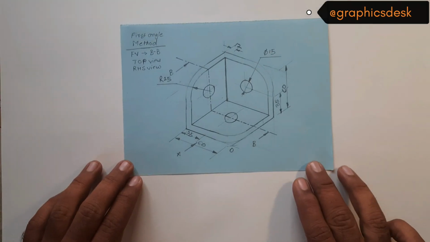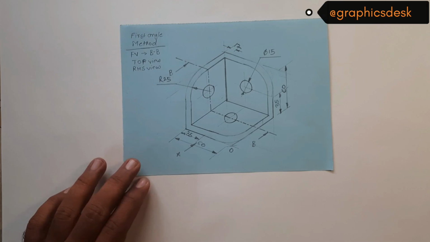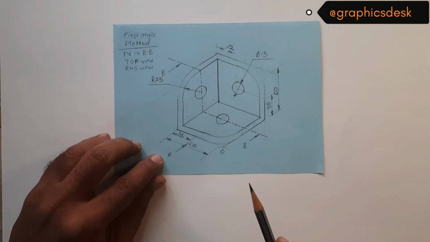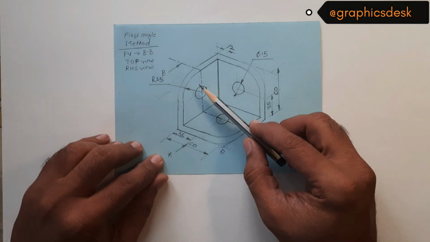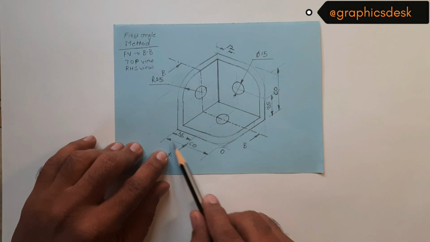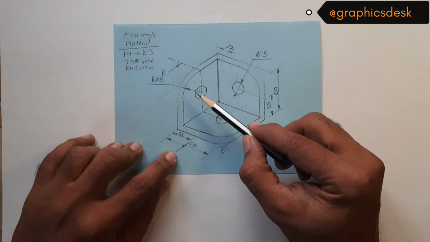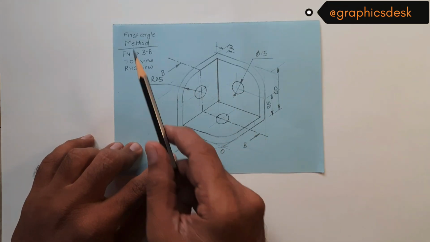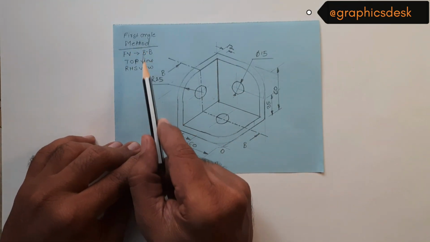Now in this video we'll talk about how to draw orthographic projections of the given object. So what we have here is a cube-looking object which has 60 mm height, 60 mm width and the same 60 mm as length. Now what we have to use here is the first angle method of projection.